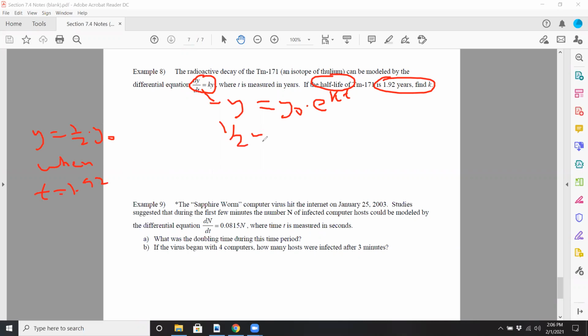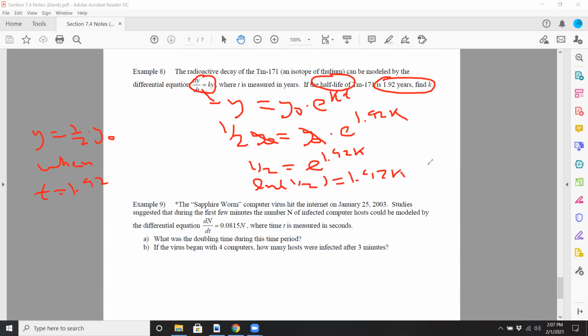So I'm going to replace y with 1/2 y sub 0 equals y sub 0 times e^(1.92k). The y sub 0's will cancel. Half equals e^(1.92k). Take the natural log of both sides and divide by 1.92. If you do that carefully, the natural log of 0.5, which is negative 0.693, a very popular value, divided by 1.92. So your k should be negative because it is decay. You are losing this amount as time passes, so it's negative 0.361.